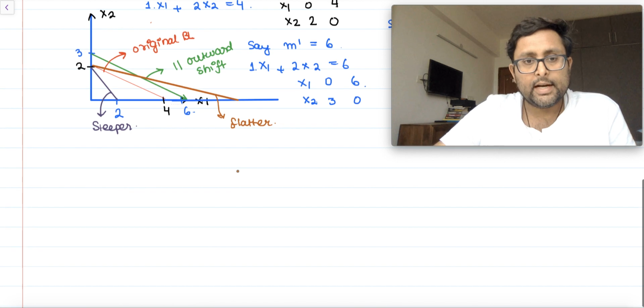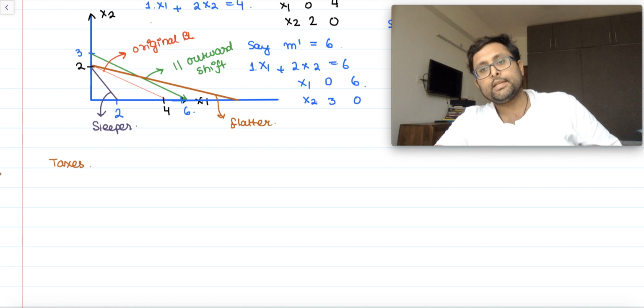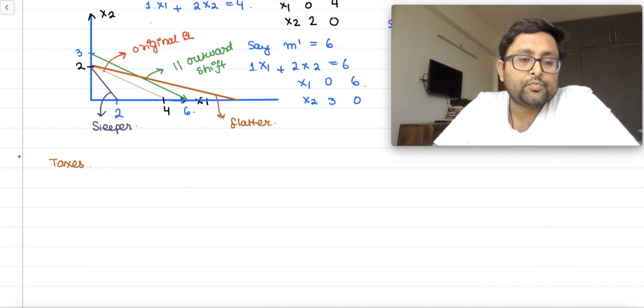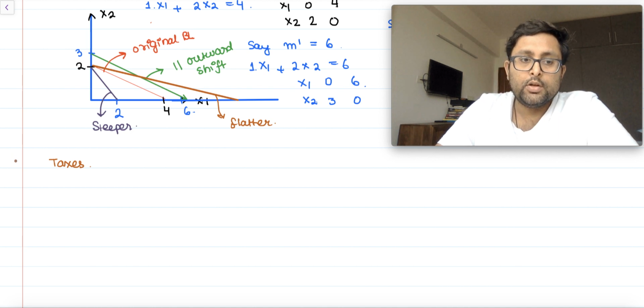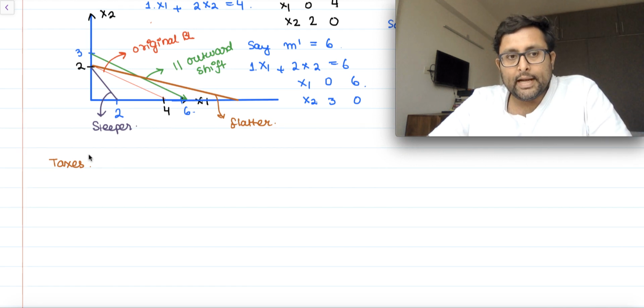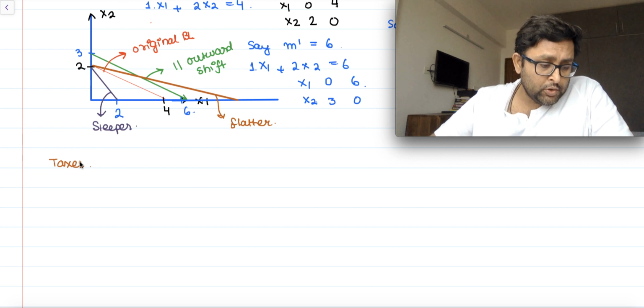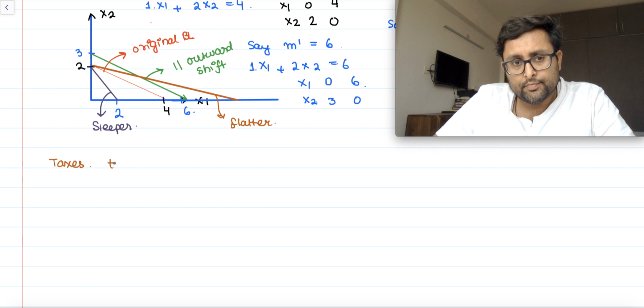So what happens in case of taxes? You can have a quantity tax, you can also have a lump sum tax. Let's look at taxes in a little more detail. Taxes could be quantity taxes or lump sum taxes. So let us say you put a tax of T per unit on good one.